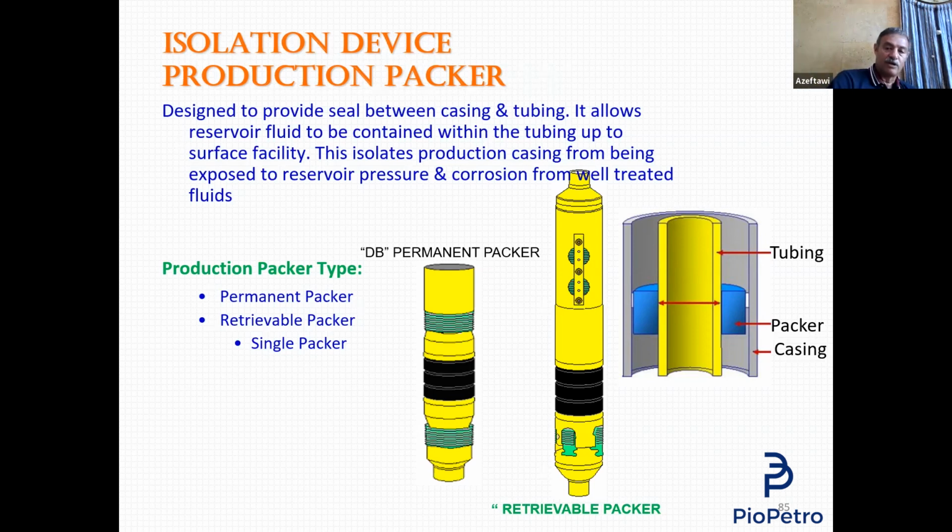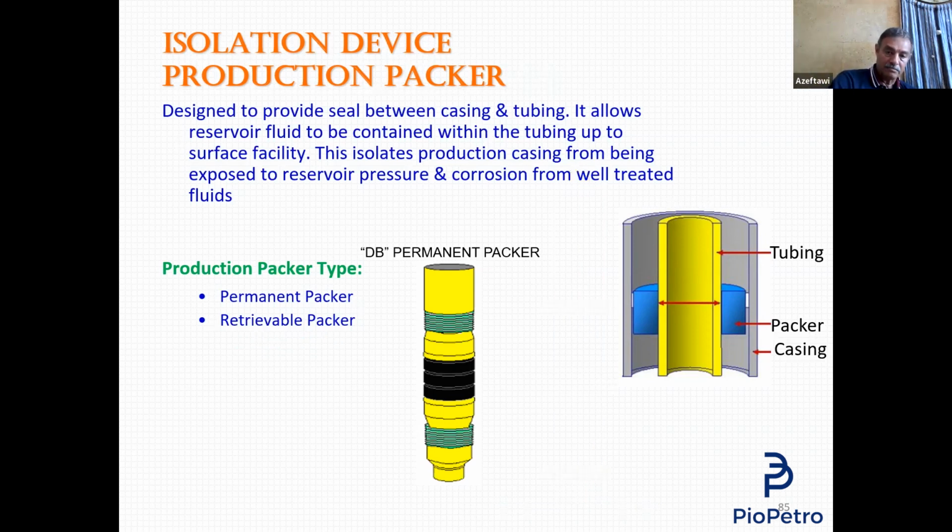If you decide to run permanent packer, this one, then you have two ways to run it. You run it with the production tubing, with the drill pipe. So you connect it to the drill pipe and you keep running till you reach the depth. Then you set it hydraulically.